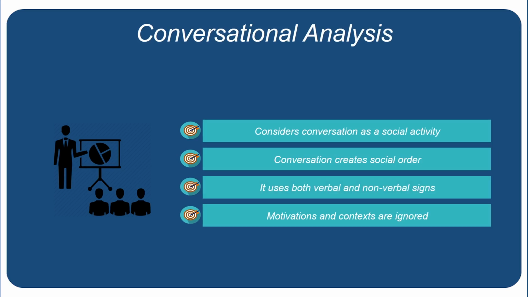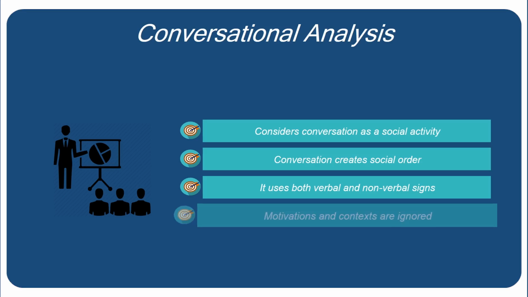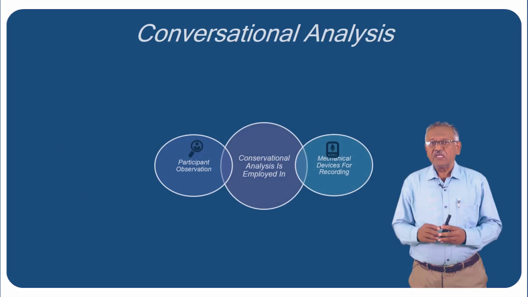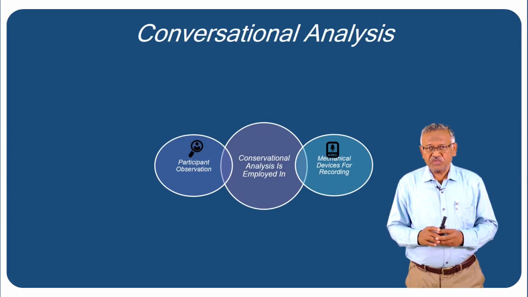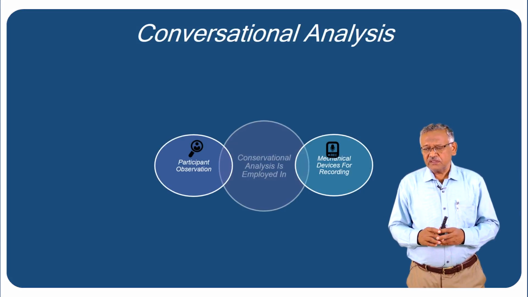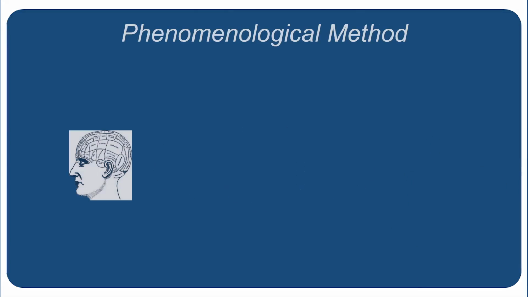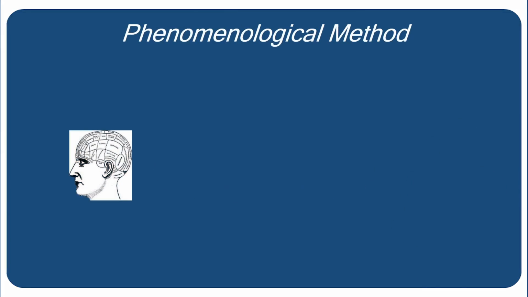But conversation analysts have argued that the conversation needs to be understood as a social field rather than in terms of the motivations and the context. Otherwise, the context and motivations are ignored in understanding the social activity of conversation. It employs techniques like observation and also recording the conversation through technical devices. Another important qualitative method is the phenomenological method.